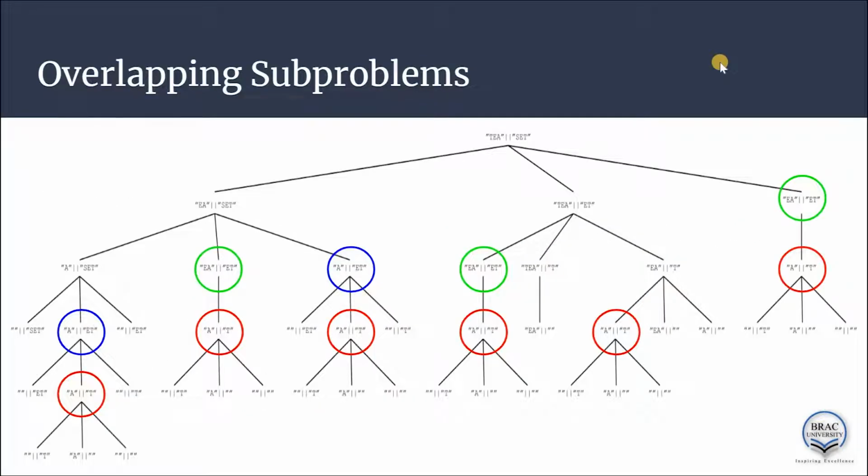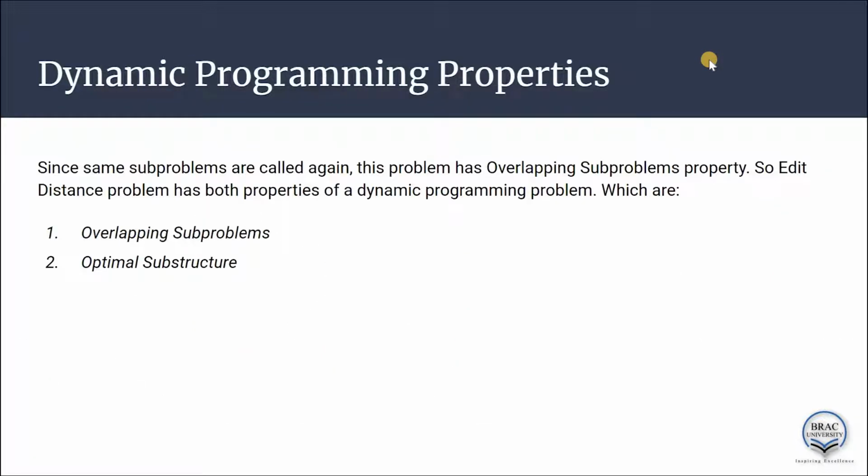As you can see, there are subproblems which are being solved again and again. All the encircled nodes are called several times. For example, EA and ET are called 3 times, which are marked with green circles. Now, the dynamic programming properties. Since the subproblems are called again and again, this algorithm has overlapping subproblems and optimal substructure property.